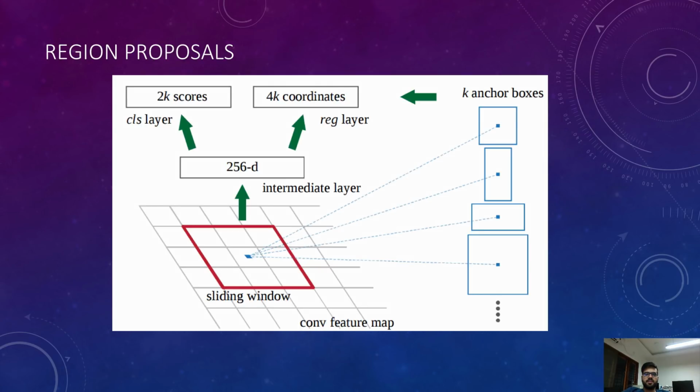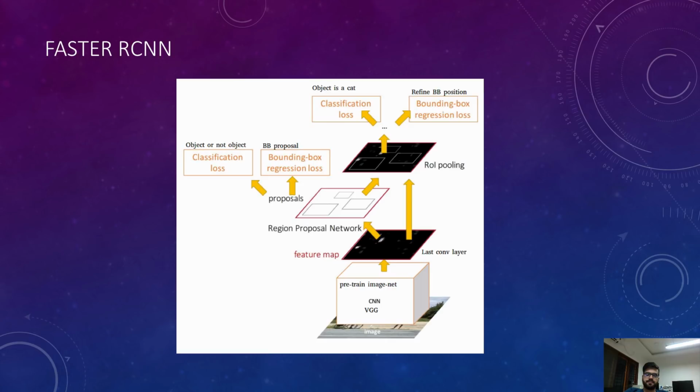Basically, what the region proposals do is that they run a 3x3 window on top of the feature map and generate k anchor boxes. Those k anchor boxes have to be classified as to whether they contain an object or not. And also, we try to improve the bounding box coordinates for them. So now we have a fourfold loss for our Faster R-CNN.